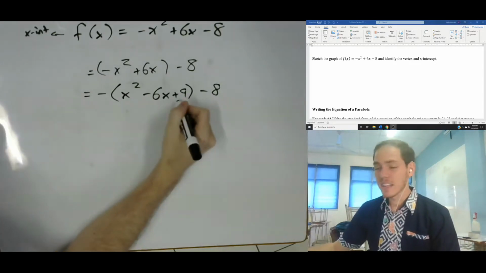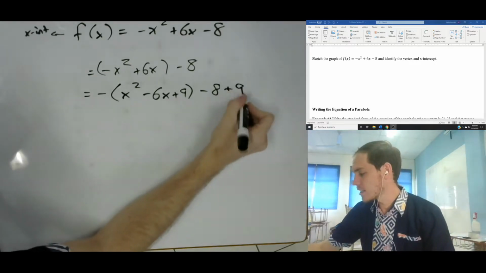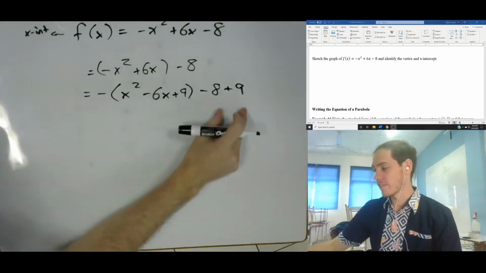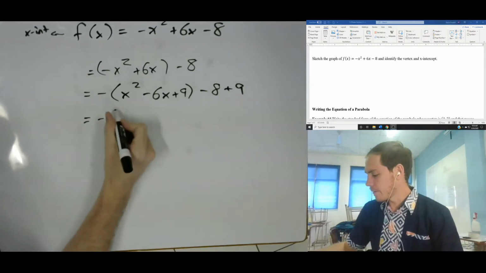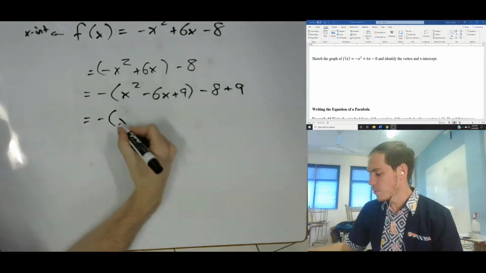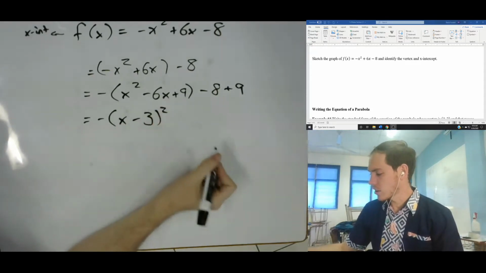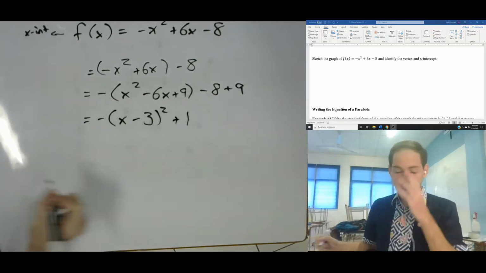However, if I added negative 9, then I have to do the opposite here, which is plus 9. Okay, so I subtracted 9. I have to also add it to be equal. It has to stay equivalent. Okay, if this is a completed square, then I can change it into the form x minus 3 squared. Okay, this on the outside becomes plus 1. Okay, now we have our vertex.